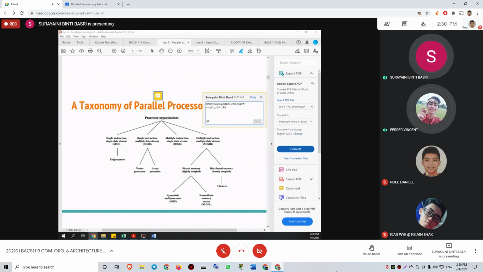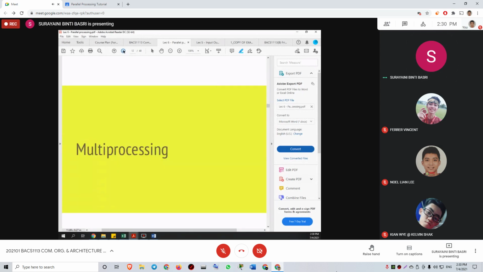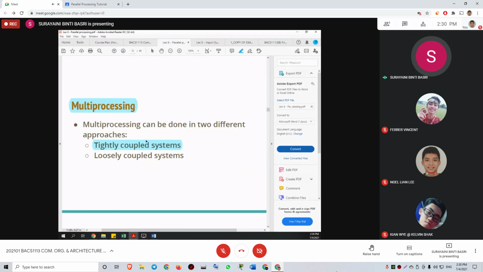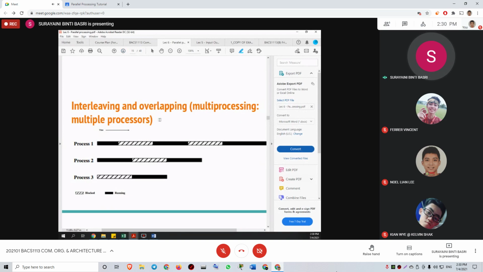Okay, so all of the modern computers usually use multiprocessors, more than one processor in your computer. Okay, we already covered this. Interleaving. Okay, so now multiprocessor.